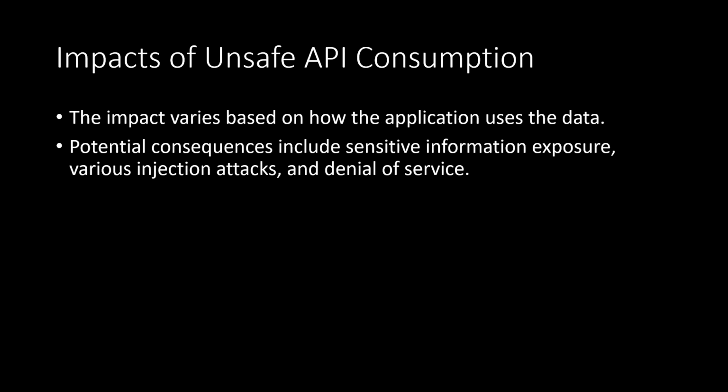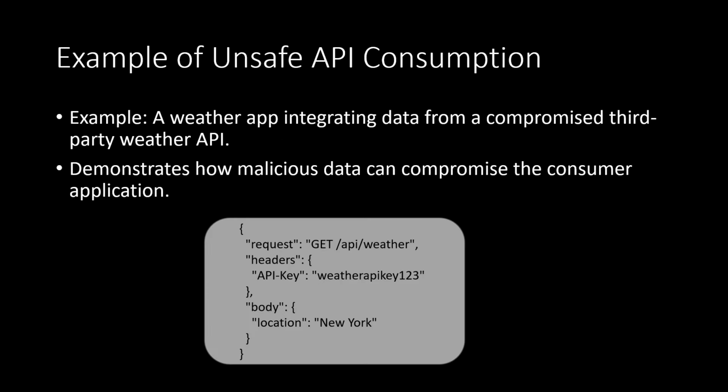The impact of unsafe API consumption varies depending on how the application uses the data. Potential consequences include exposure of sensitive information, various injection attacks, and even denial of service. Let's consider an example where a weather application integrates data from a third-party weather API. If this third-party API is compromised, malicious data could be sent to the weather app, potentially leading to a security breach. Let's examine a sample request.